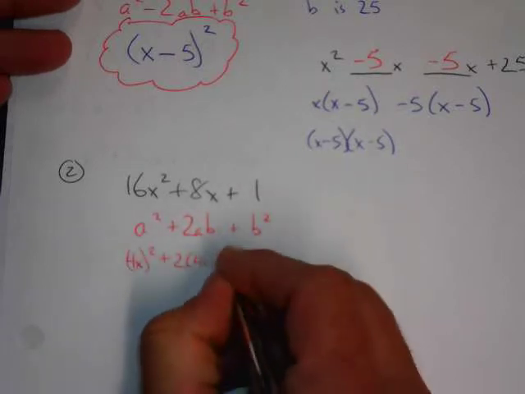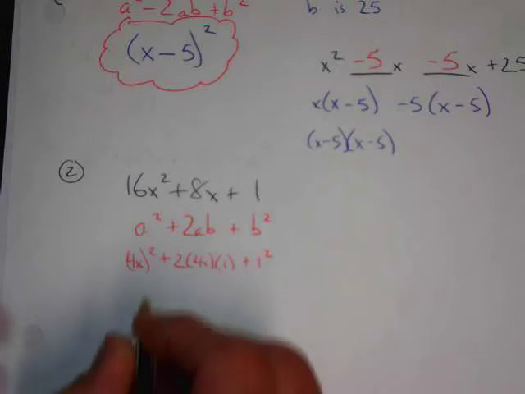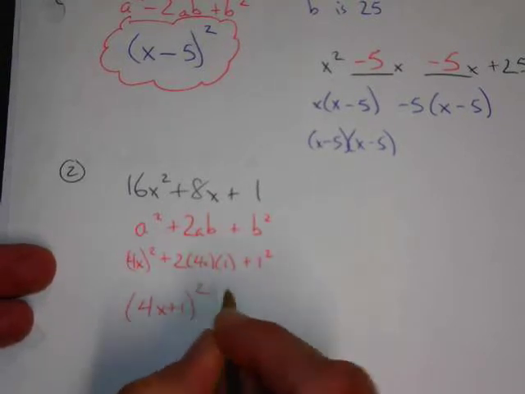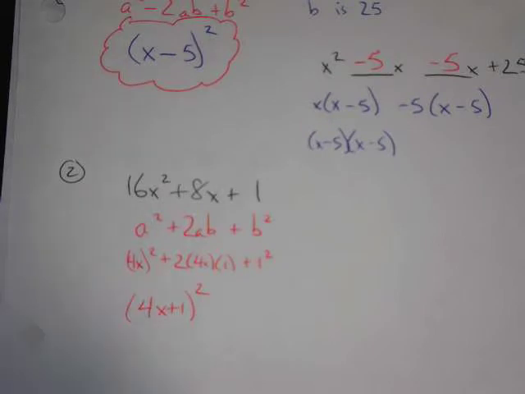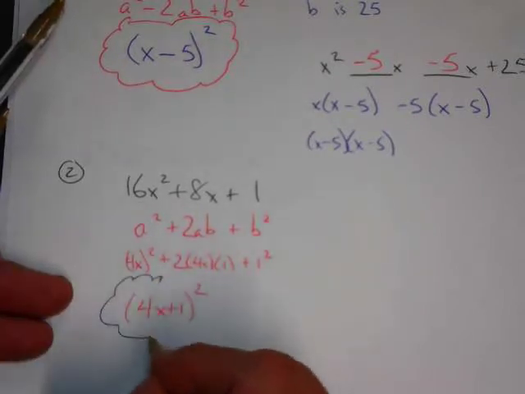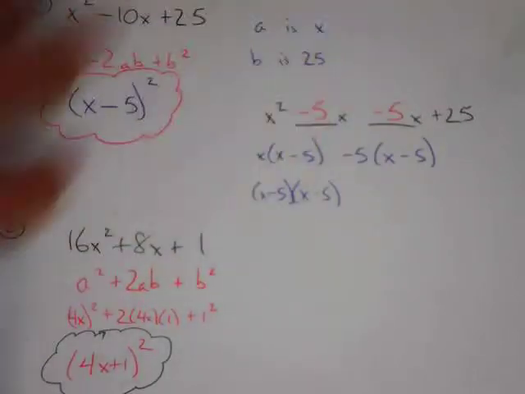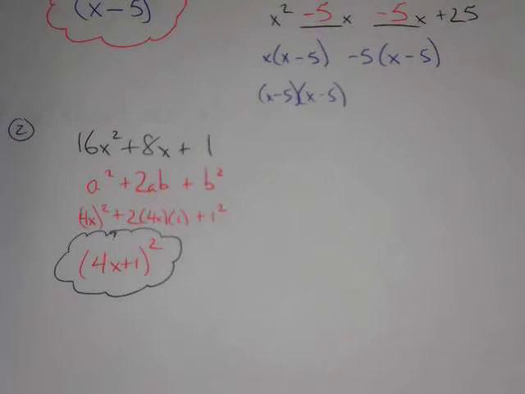B is going to be 1, right? And so we end up with 4x plus 1 squared. That's going to be our result when we factor that trinomial. But this is all about recognition to use shortcuts. Again, you can use factor by grouping. You can use the x factor method. Whichever way, you're going to get to the same result.